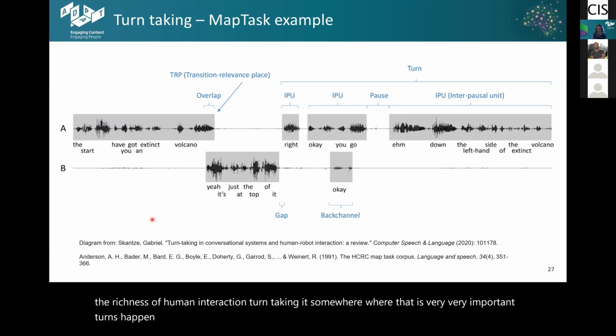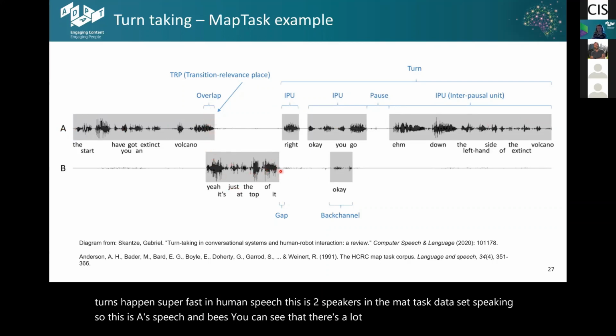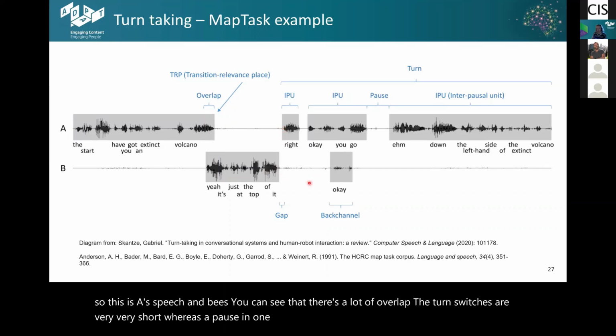The turn switches are very, very short, whereas a pause in one speaker's speech can actually be much longer than the actual gap between turns. So those gaps actually for human speech, if you measure it from a large data set, tend on average to be around 200 milliseconds.